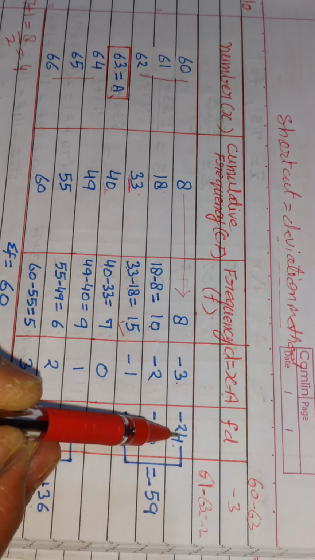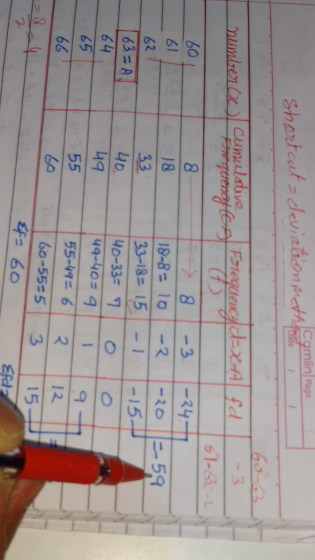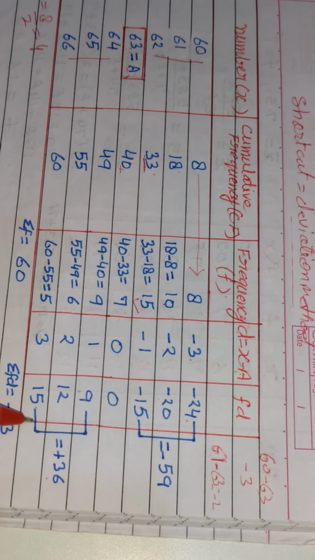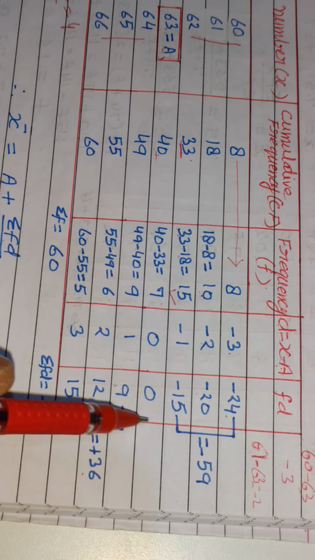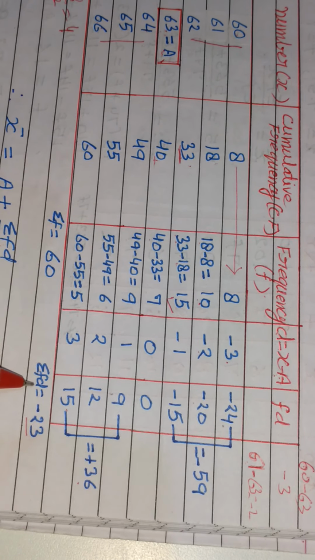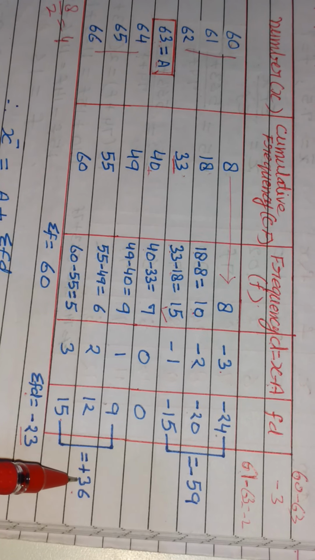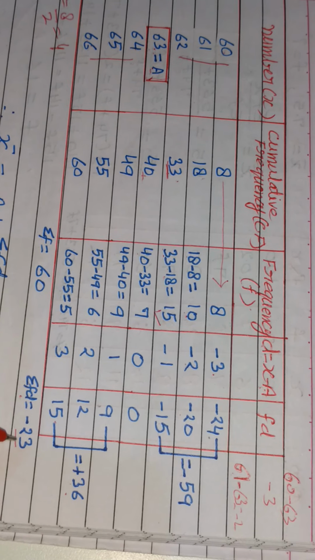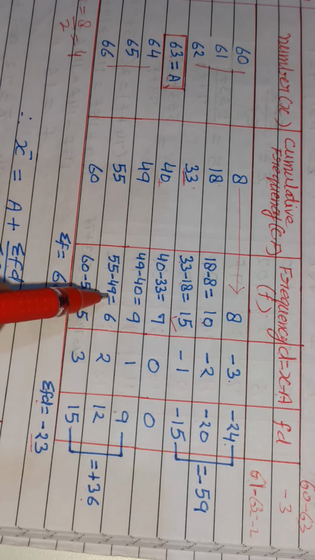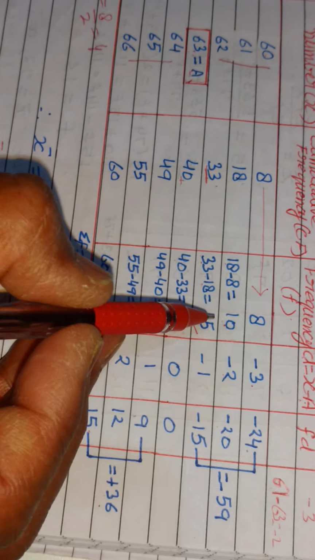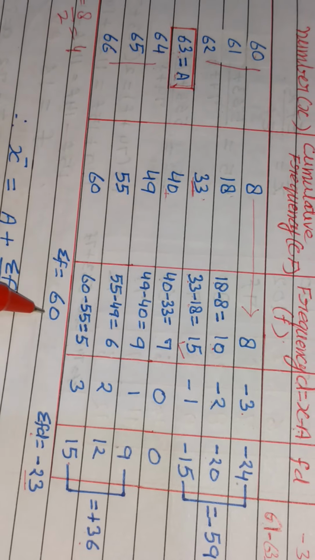Then we add all these negatives together, it will come minus 59. Same way we add all the positives together, it will come 36. Then we find the net sigma fd. For this we solve this. So minus 59 plus 36, if you solve, you will get minus 23. Then we find the sigma f. Sigma means summation, addition. So we add these values of f, so we get sigma f equal to 60.